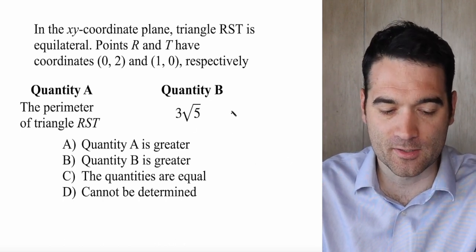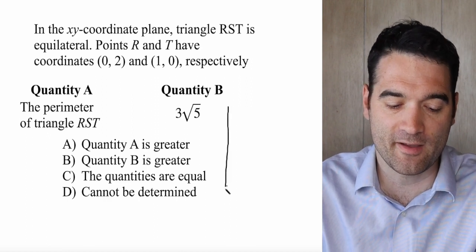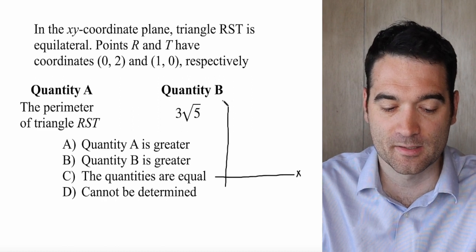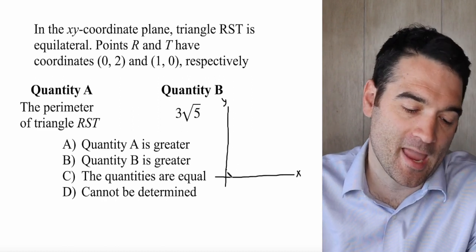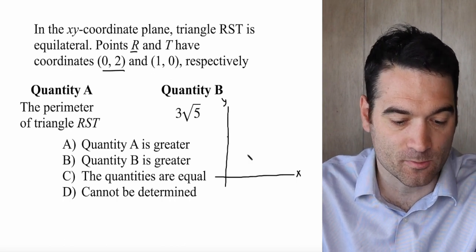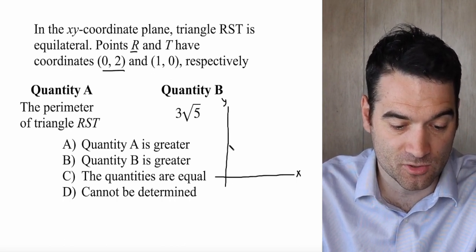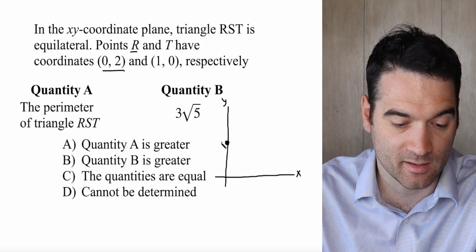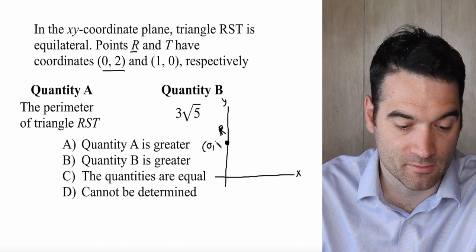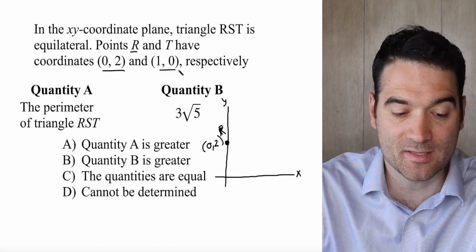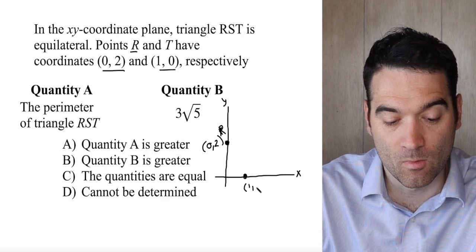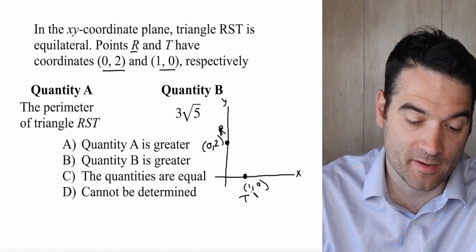Well, let me quickly just sketch this out. So I have my xy coordinate plane here. There's my x-axis and my y-axis, like that, right? And I'm told that the point R is at (0, 2). I'll just put that right there and label that point R as (0, 2). There we go. And then I have the point T at (1, 0) right there. And that is point T.